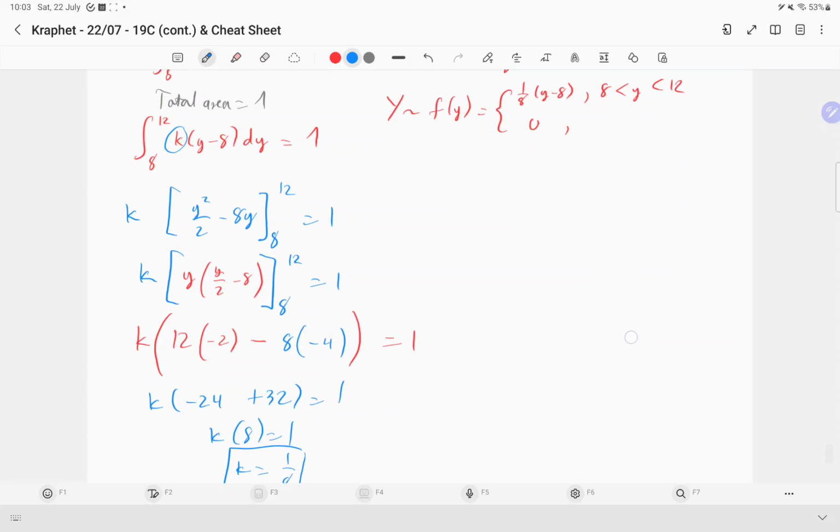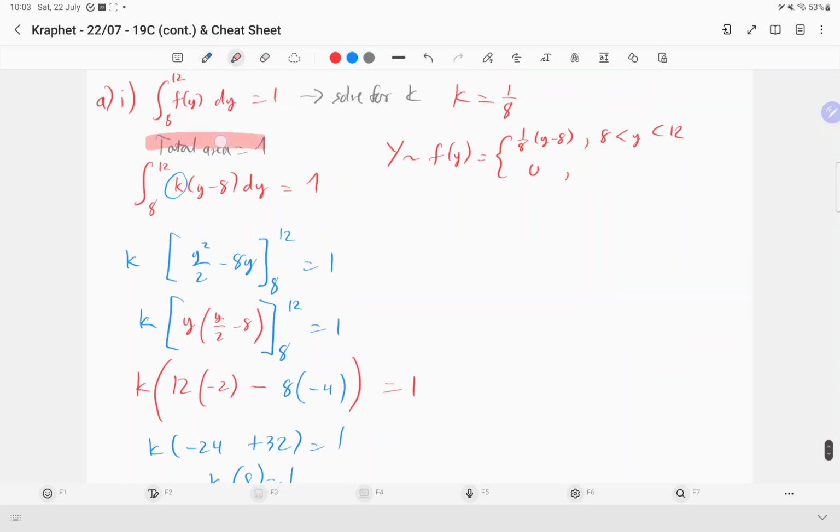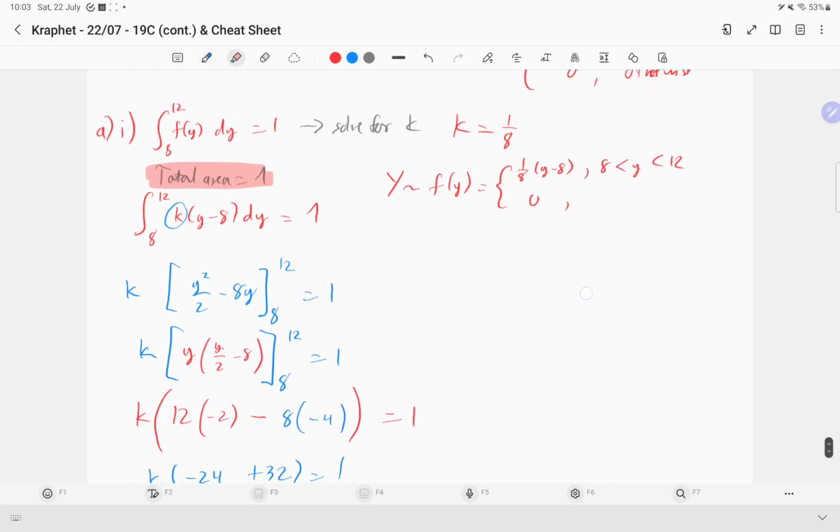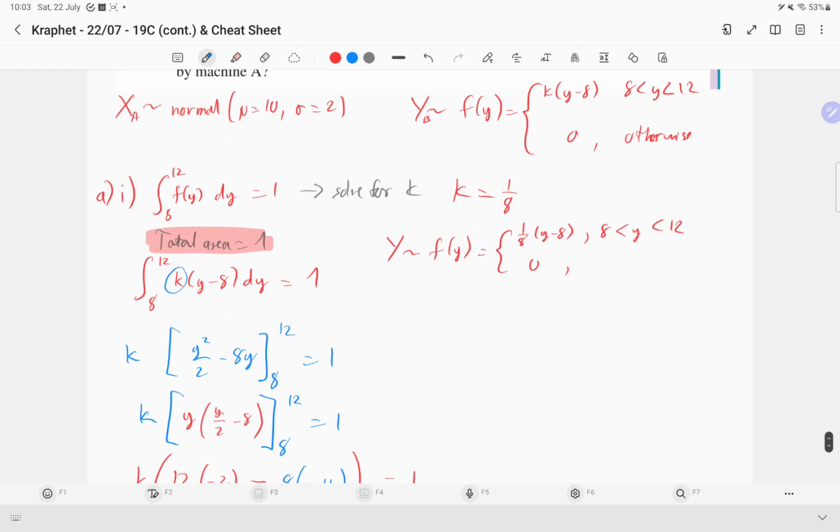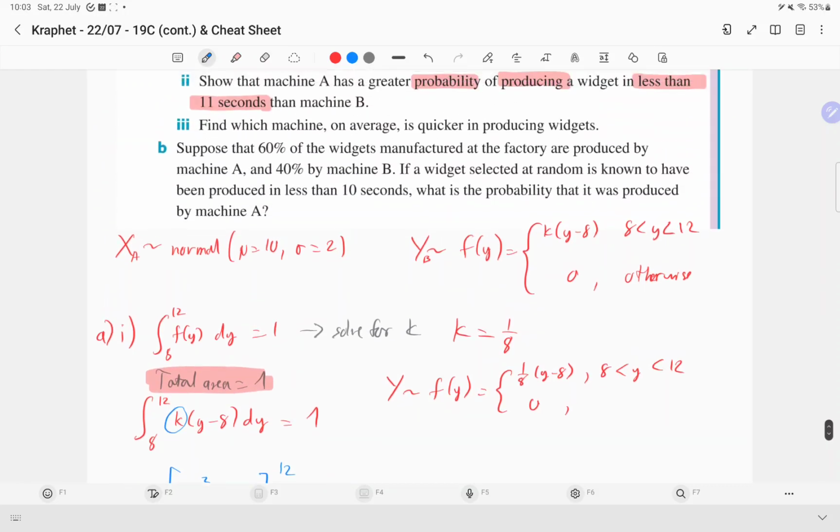Yeah, so it's just using the main idea that the total area is equal to 1. Okay, I'll go through some of the main concepts later, if we have some time, ideally. All right.